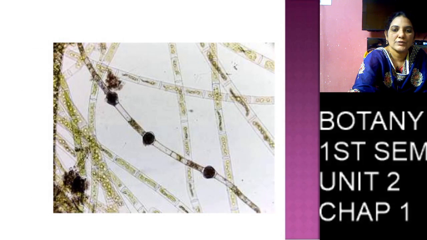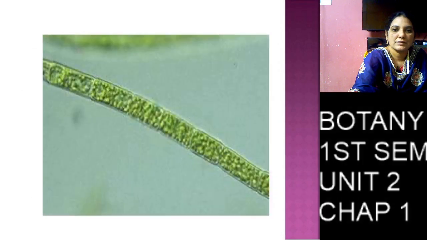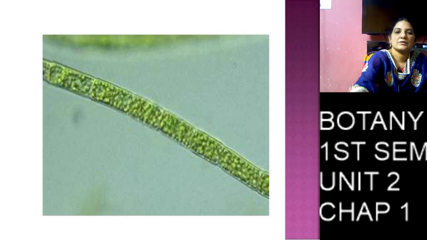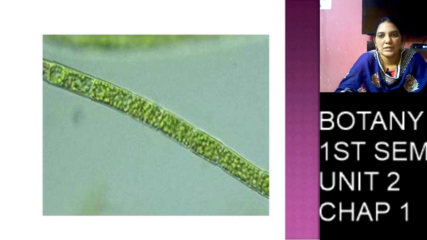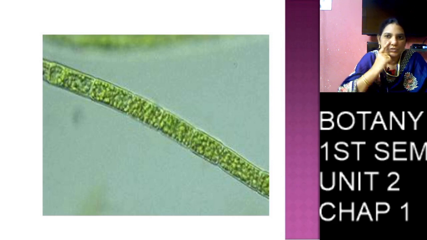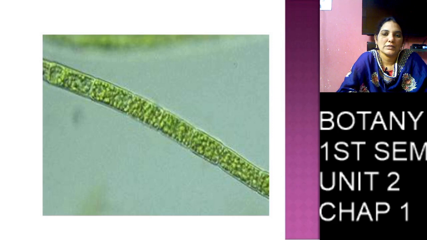This is the Oedogonium thallus. It is an unbranched filamentous thallus. Filamentous thallus means it looks like one ribbon-shaped structure. There are no branches, so it looks like one ribbon-shaped structure.